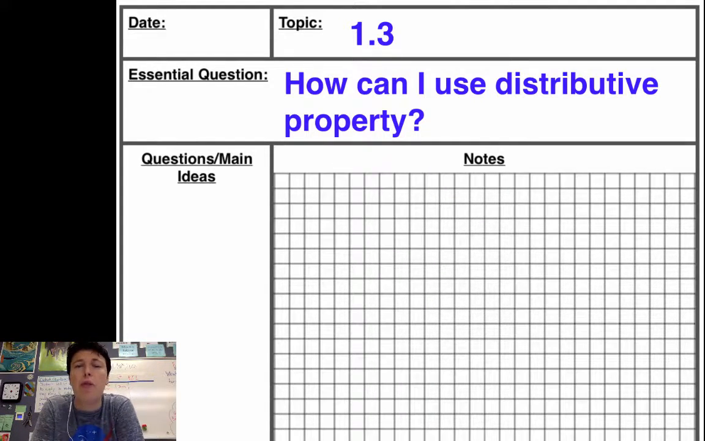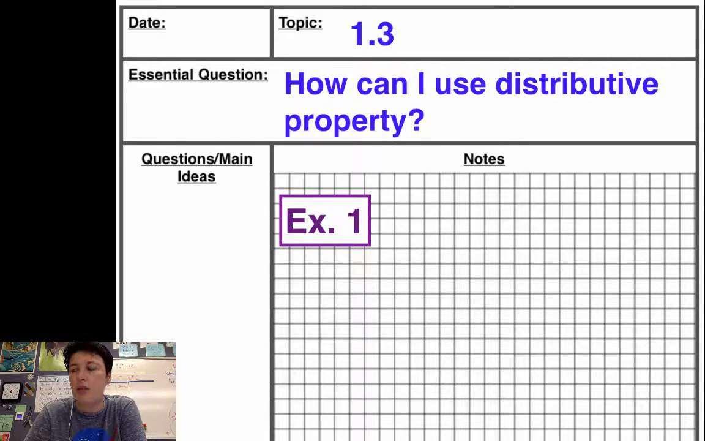We're going to talk about distributive property and what that is. So essential question is, how can I use distributive property? And hopefully you've had some familiarity with this before. I hope this isn't a brand new topic for you, but we're going to see. We're going to jump into a little review here.